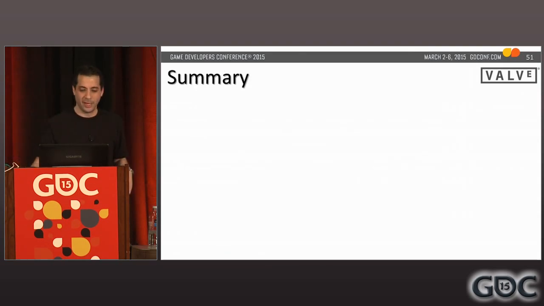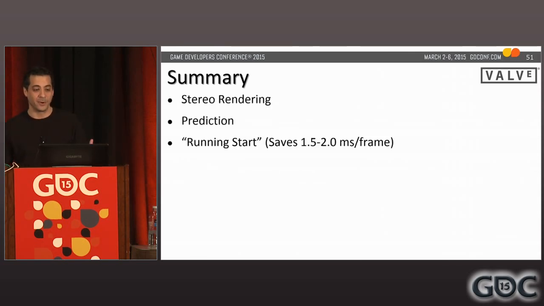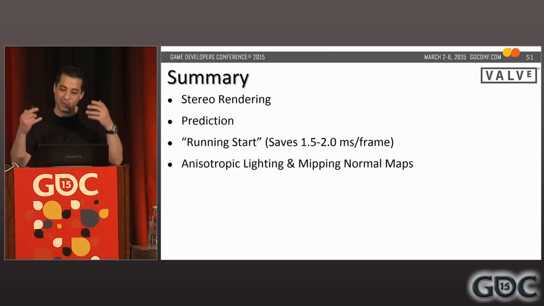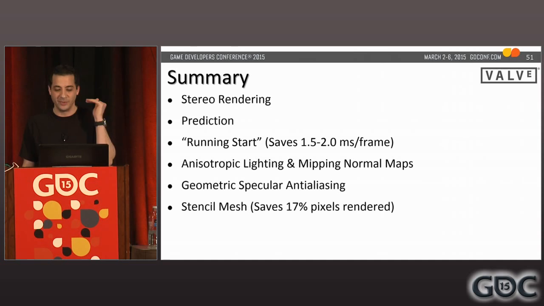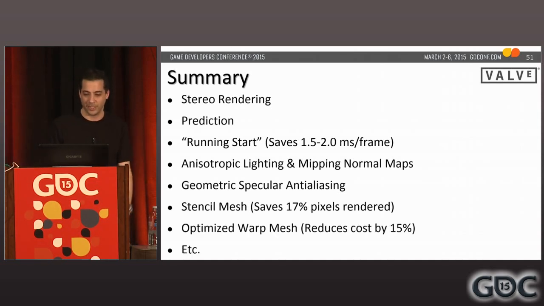So we covered stereo rendering. We talked about prediction, the running start algorithm that's going to save you 1.5 to 2 milliseconds a frame. We went into anisotropic lighting and aliasing problems and how we MIP our normal maps in, we hope, a much smarter way. The geometric specular aliasing using screen space partial derivatives is super important. And the stencil mesh is going to save you 17% of your fill rate, easily a 15% perf boost for us, and we covered how we optimize the warp mesh. The stencil mesh and running start, like I said, will buy you 30% of your frame back. If you take away just those 2 things, you just got yourself a huge perf boost.